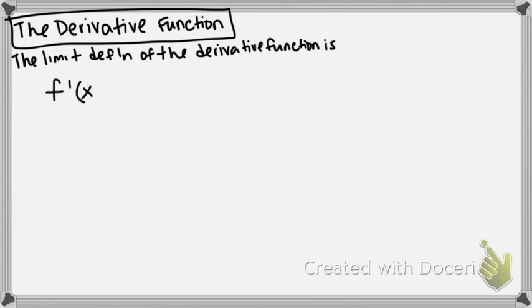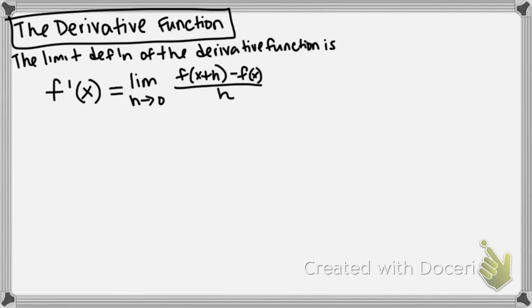Prime in math means change. Well, what kind of change is this one? It's a rate of change, which we've already talked about yesterday. So to find f prime of x, that is going to be the limit as h approaches 0 of f of x plus h minus f of x all over h. And remember, h is that theoretical distance between the 2 points.